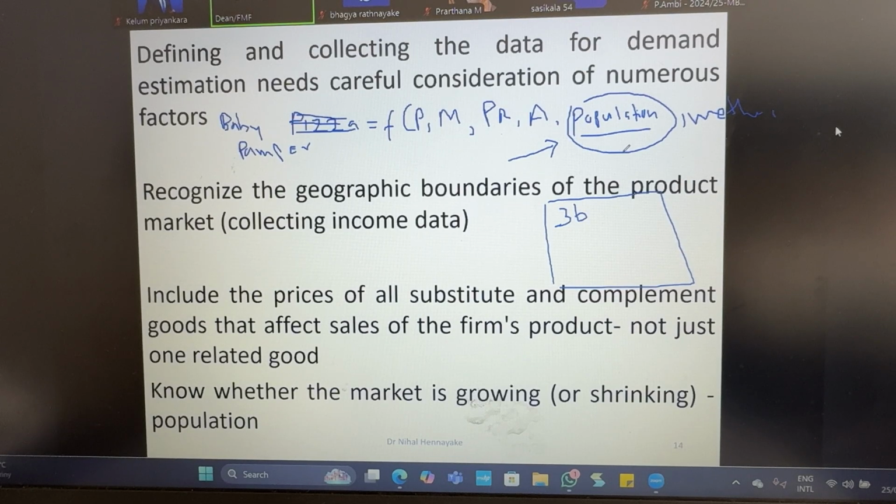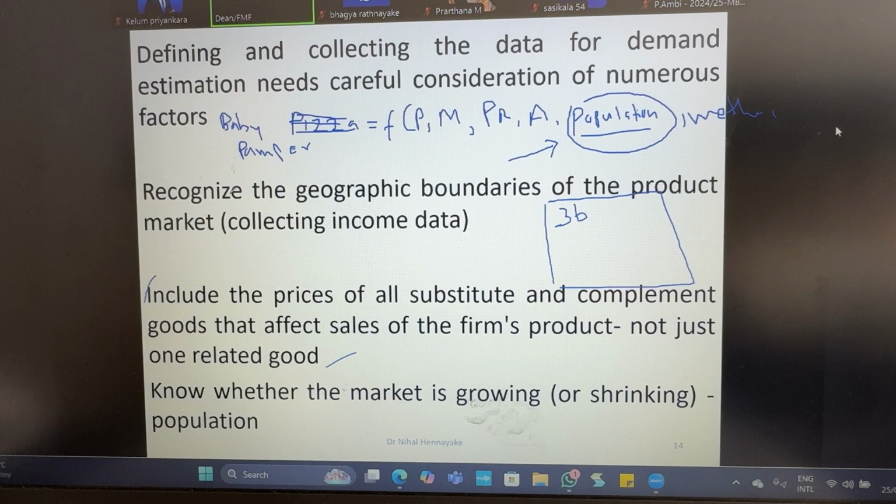Okay. Right. So weather you can put in a general demand function, but for your product you should be very careful to identify the exact variables that you really need. And the next one: include the prices of all substitute and complement goods that affect the sales of the firm, not just one related good. When you do the full research, it says all the substitutes.